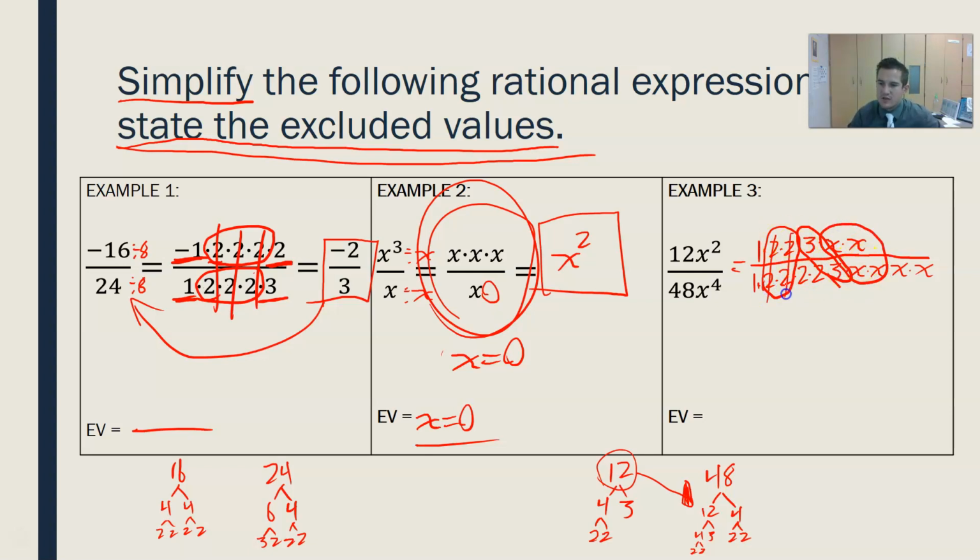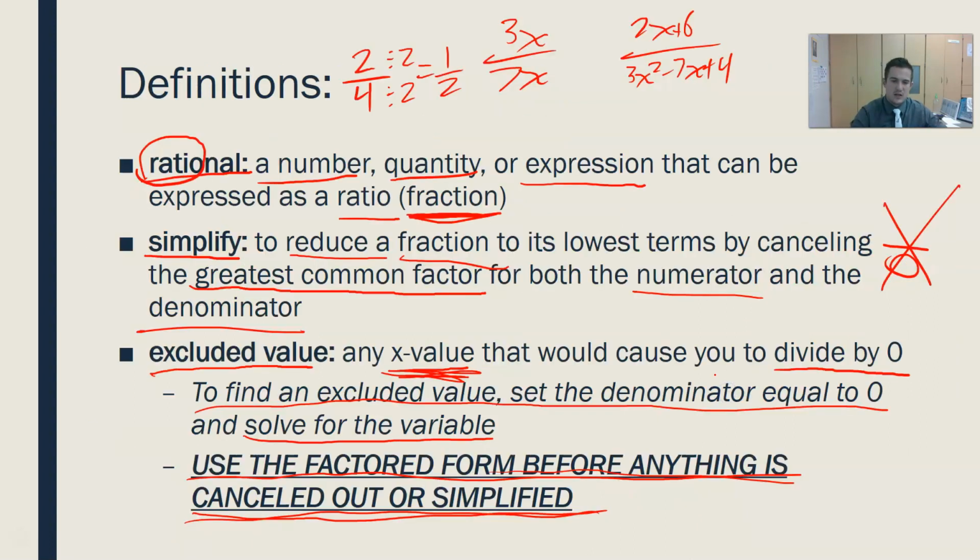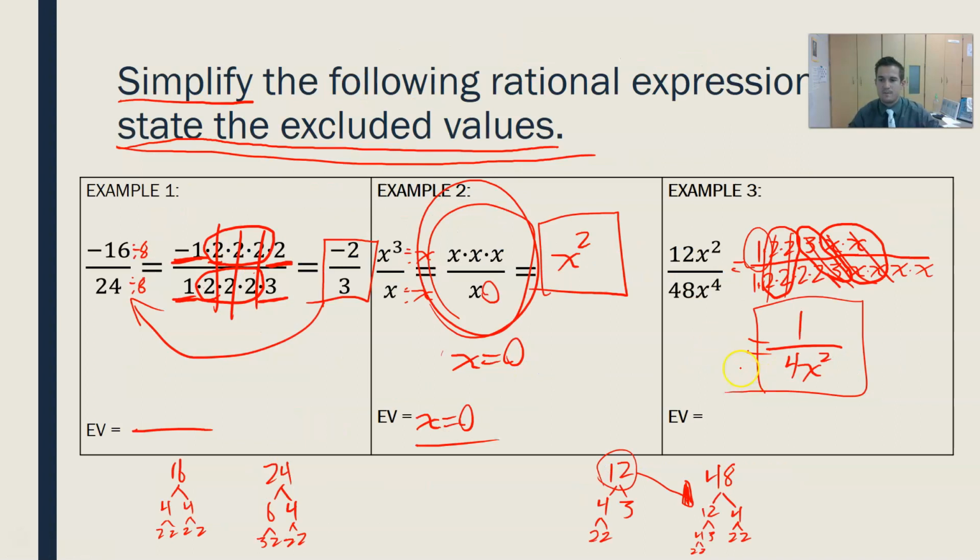So all those I'm going to be able to cancel out, and I'll be left with 1 in the top and 1 times 2 times 2 times x in the bottom, which gives me 4x squared in the bottom. So my simplified solution is 1 over 4x squared. I'm halfway there. So if I go back here to finding the excluded values, again, any x value that would cause you to divide by 0 is an excluded value.